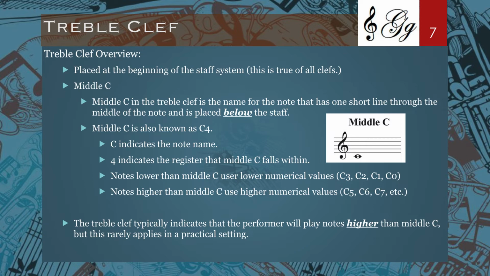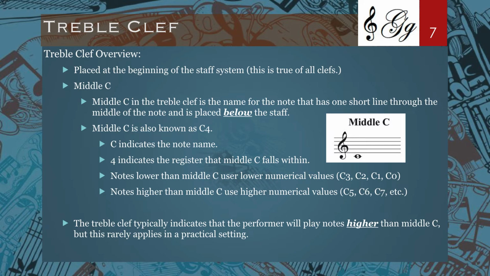Notes that are lower than middle C will use lower numerical values, such as C3, C2, C1, C0. Notes that are higher than middle C will use higher numerical values, C5, C6, C7. This is going to be something that trips some of you up on your quiz. When you write in your answers for octave registers, if you're required to, make sure you write the note name using a capital letter and one numerical value, and don't put any spaces in there, so the system doesn't automatically count a question wrong for not following the directions.